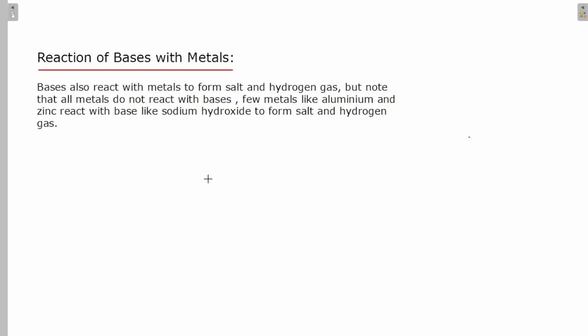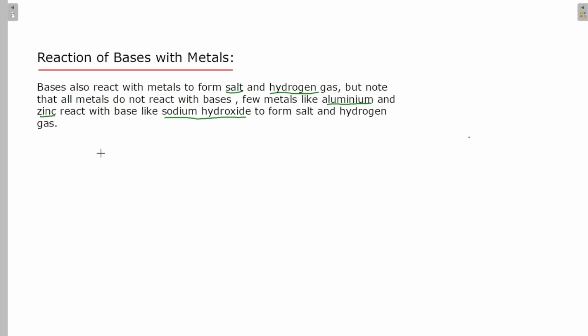Now let us see how bases react with metals. Bases also react with metals to form salt and hydrogen gas. But remember, not all the metals will react with bases. Very few metals, that is amphoteric metals like aluminium and zinc, react with a base like sodium hydroxide to form salt and hydrogen gas. These metals, aluminium and zinc, are amphoteric metals which have the capacity to react with both acids and bases. They will give salt and hydrogen gas when they react with a strong base like sodium hydroxide.